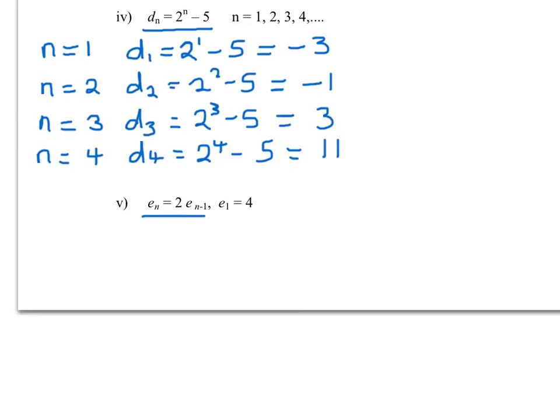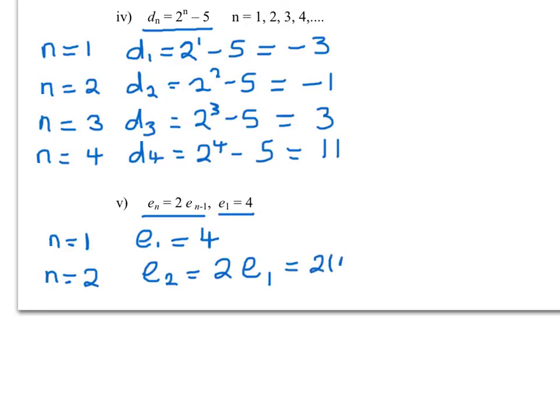Now that's a recursive formula, and you're told that e1 is equal to 4. So you're told the first term, when n is equal to 1, e1 is equal to 4. You're given that to start off with. Now the next term is generated when n is equal to 2. So e2, putting this into the formula, it's twice e(n-1), and 2 minus 1 is 1. So it's twice e1. e1 is 4, so it's twice 4, which turns out to be 8.